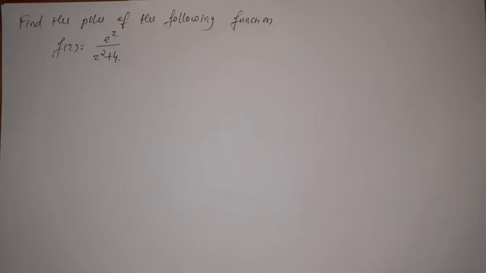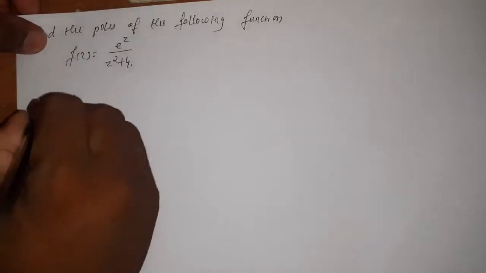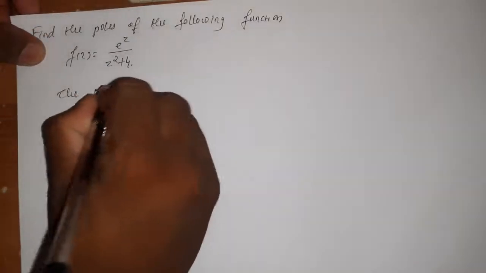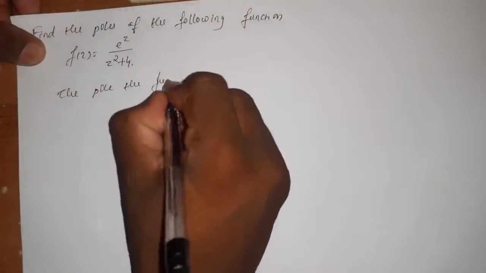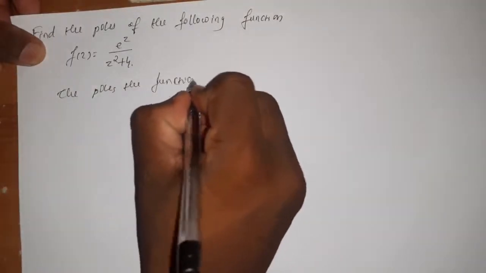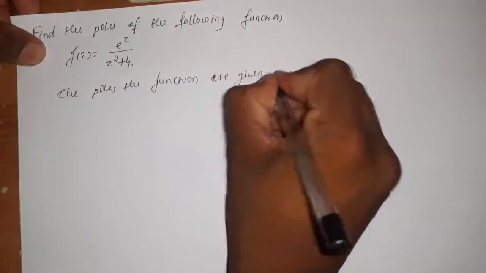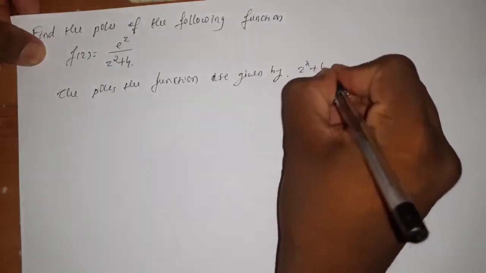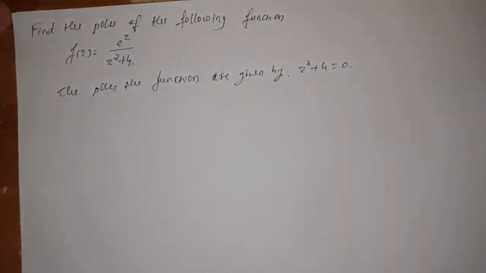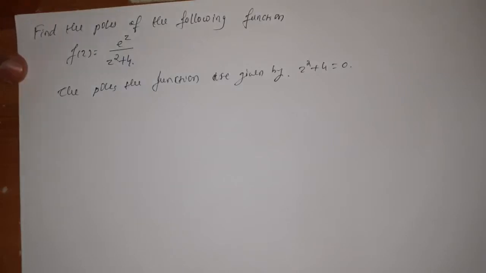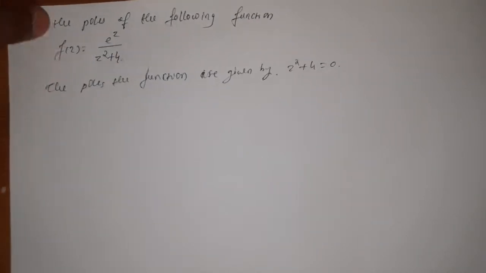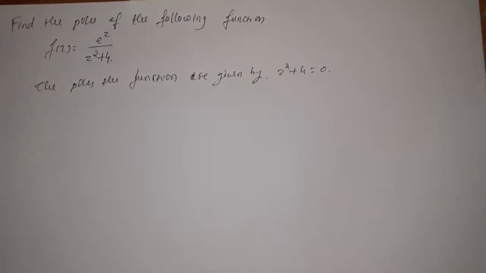Now here the question is to find the poles of the function, and the given function is f of z equal to e power z divided by z square plus 4. So therefore here the poles of the function are given by z square plus 4 equal to 0. So by solving this we can find the pole. So here to find the pole we need to find the value of z.